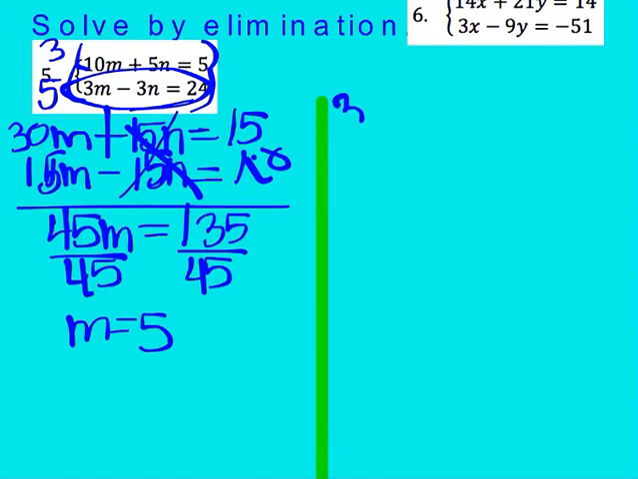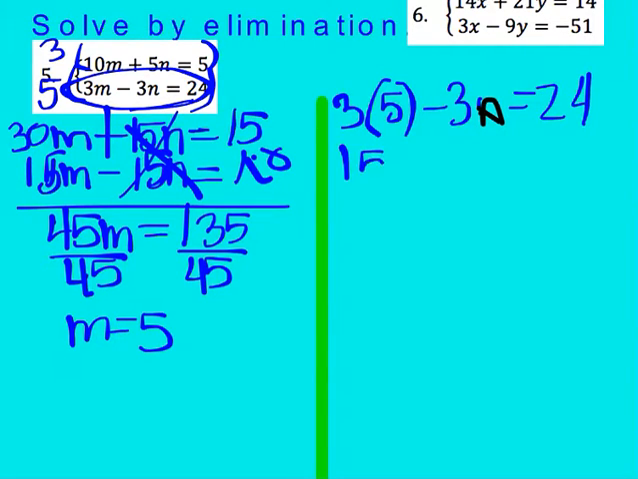So I'm going to have 3. Now instead of having the m there, I'm going to put the 5. Then the rest of the equation is going to stay the exact same, and I'm going to solve it for 24, for n. So then I'm going to have 15 here minus 3n is equal to 24.